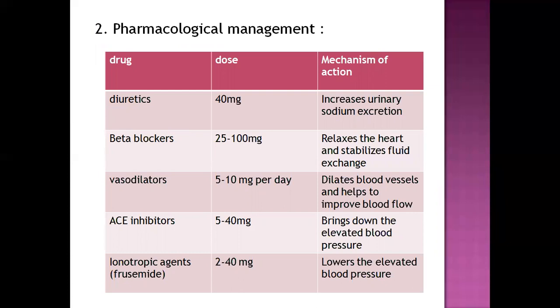Beta blockers relax the heart. Vasodilators dilate the blood vessels and help to improve the blood flow across the cells. ACE, angiotensin converting enzyme inhibitors, bring down the elevated blood pressure if there is elevated blood pressure. Inotropic agents, furosemide, that also lowers the elevated blood pressure. All of them have their own certain doses that should be provided once a day, 2 times a day, 3 times a day, according to the disease condition of the patient.